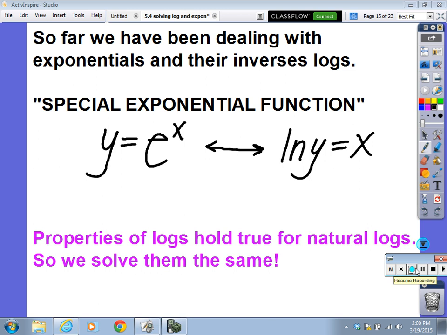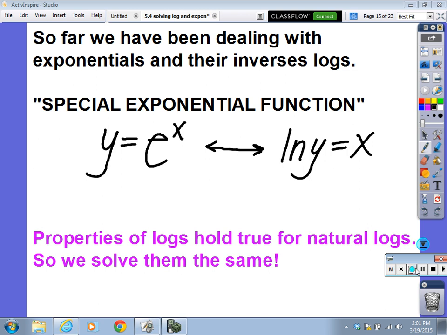Okay, so far we've been dealing with exponentials and logs, and we know that an exponential can undo a log, and a log can undo an exponential. They're inverses of each other. Well, we have talked about the special exponential function. So now we're going to be seeing the special exponential function, y is equal to e to the x. But we did talk about how that is just an exponential function, right? Everybody? Yes. Okay. Well, the inverse of an exponential function is ln. So ln and e, they undo each other.